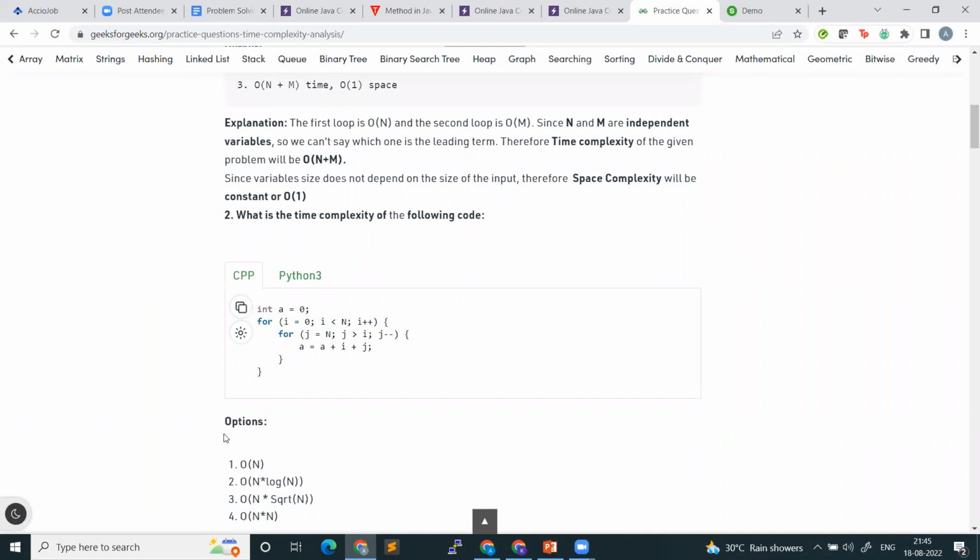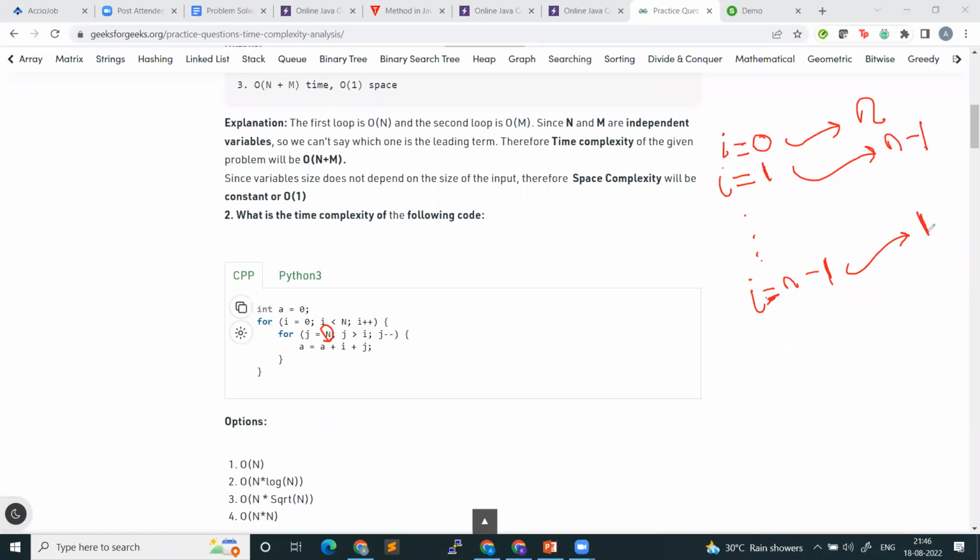But if I just want to be extra sure, how can I be extra sure? When the value of i is 0, how many times is the inner loop running? Can you tell me? n times, right? j will start from n and go all the way till 1. So n, n minus 1, n minus 2 till 1. So n times. Then when the value of i will become 1, the inner loop will run for n minus 1 times. Going on like this, when the value of i will become n minus 1, how many times will the inner loop run? Can anybody help me?